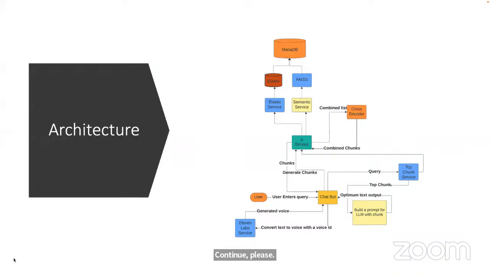So this is basically the architecture. I won't go through this microservice path, everybody knows it. But what I did was, whenever a user provides a query, the chatbot would go to my top chunk service, and my top chunk service would pull down the chunks and get the top chunk. I've done quite a lot of work on that service. After that, it would build a prompt for the LLM and an optimized chunk. From there, I would send it to the ElevenLabs service, the leftmost box on the screen, and that would generate voice and come back to the chatbot.